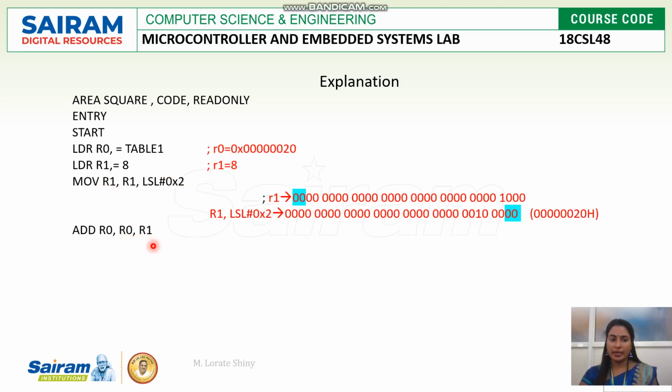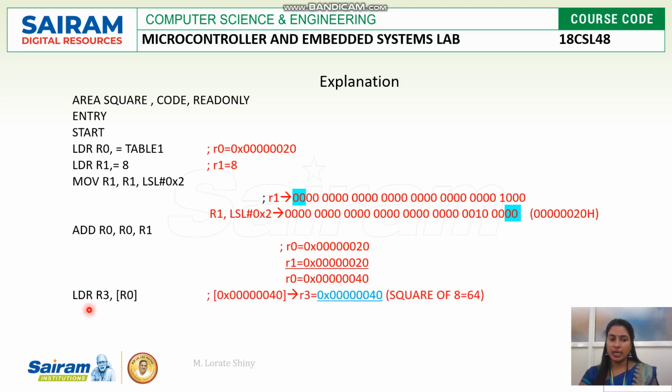So these two I am adding. Okay, so both are 20 only. So now my new R0 value is 00000040. Okay, now from that memory location I have to fetch the data. For that the instruction is LDR R3, [R0].